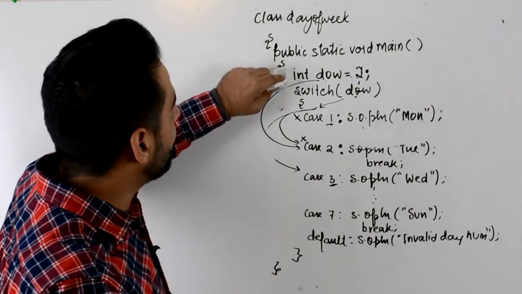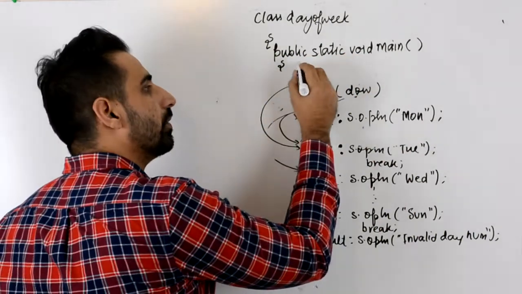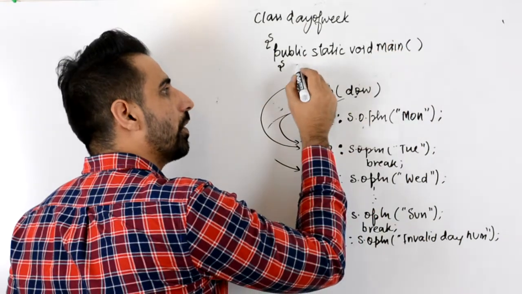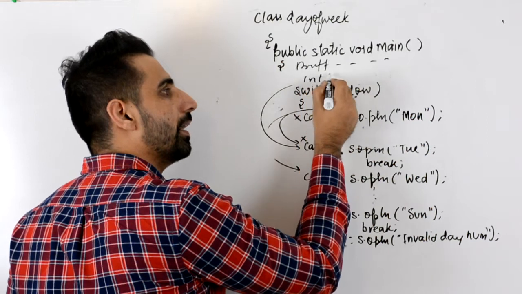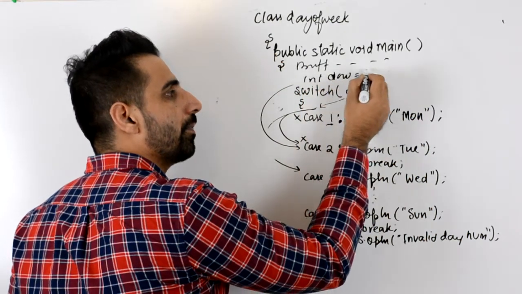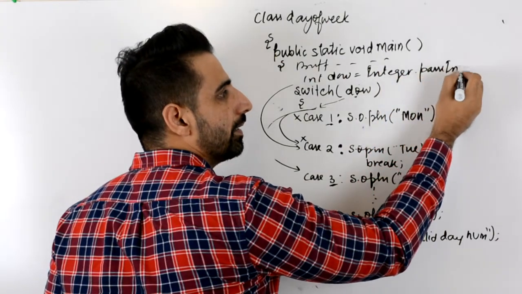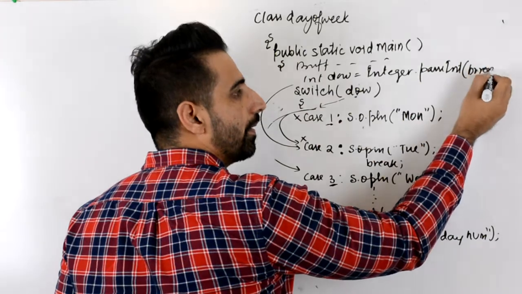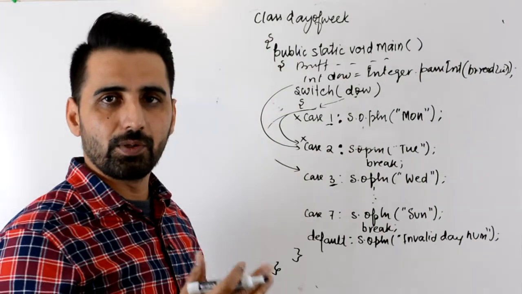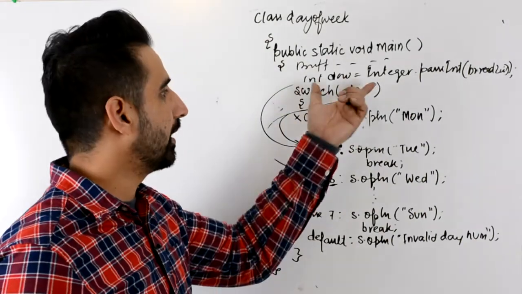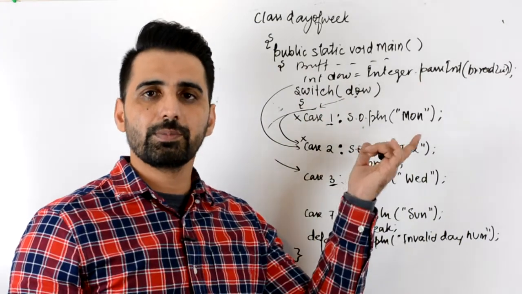You don't have to fix a value. If you don't want to fix a value, then you can get a value from a user. For that you have to use BufferedReader, which we will write in another program, and then we write here int dow equals Integer.parseInt(br.readLine()), and everything else will remain the same. Okay, I'll have another tutorial in which we'll write how to get input from a user through the keyboard. In this program we fix the value.